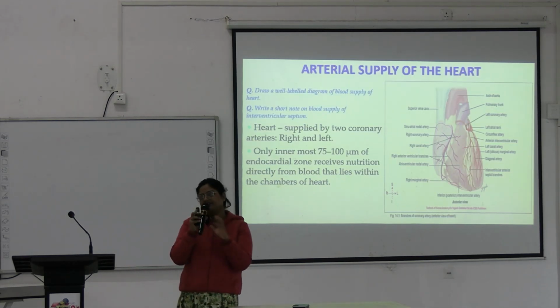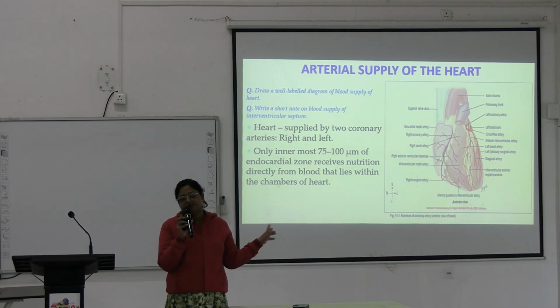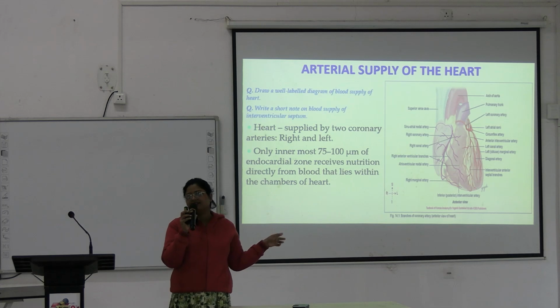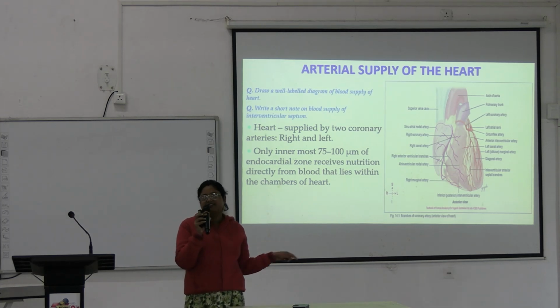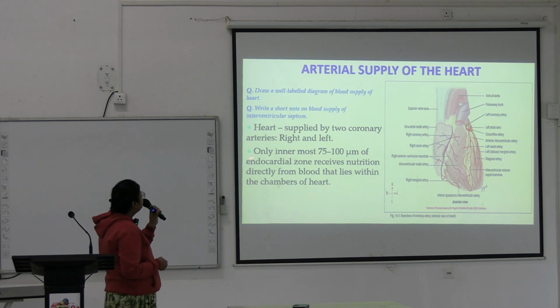These are vasa vasorum. Vasa vasorum means blood vessels supplying the wall of the vessel. So these coronary arteries are supplying the wall of the heart. So these are vasa vasorum of the ascending aorta. So the heart is supplied by two coronary arteries, right and left.